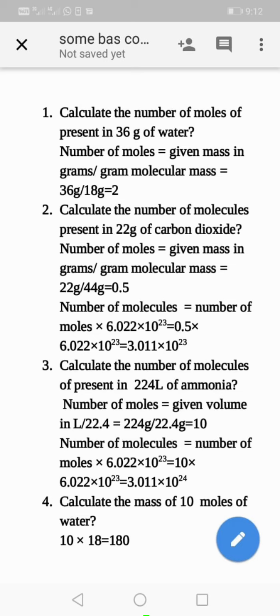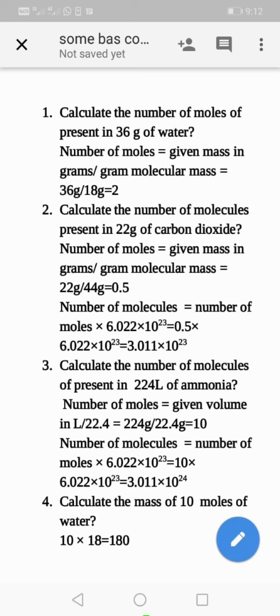Okay, then the next point, we need the number of molecules. So number of molecules is equal to number of moles into Avogadro number. So here in this question, number of moles is equal to 10. So 10 into Avogadro number, so that you will be getting one value. Okay, there's a mistake in that slide. There's a calculation mistake in that slide. So you are supposed to find out the exact value.